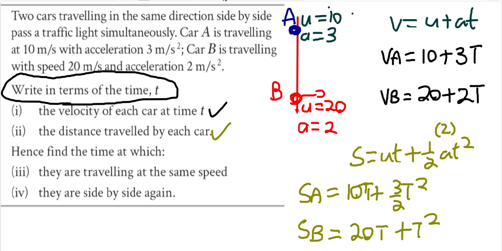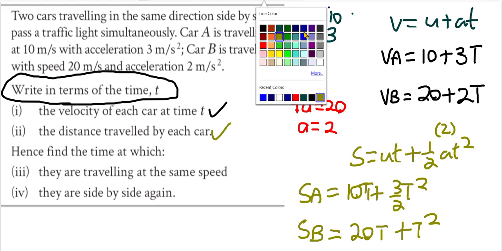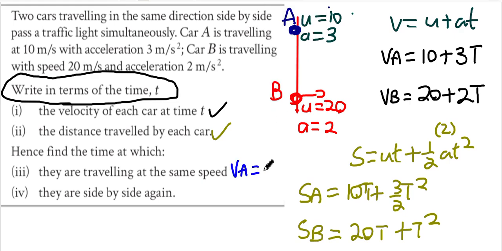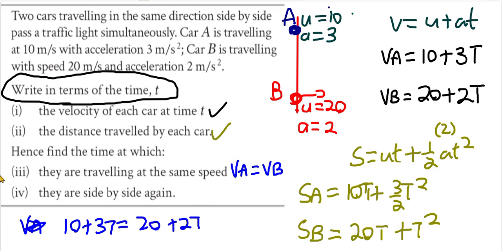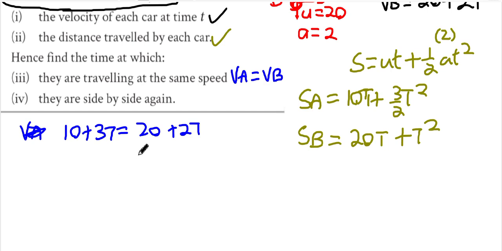Find the time at which they're traveling at the same speed. So what do you think you do there? Both the velocities equal each other. VA equals VB. So what do I do? Put these two formulas equal to each other. Let's do that. So we go VA equals VB. So we go 10 plus 3t equals 20 plus 2t. And what do we get? 10 equals t. T equals 10.